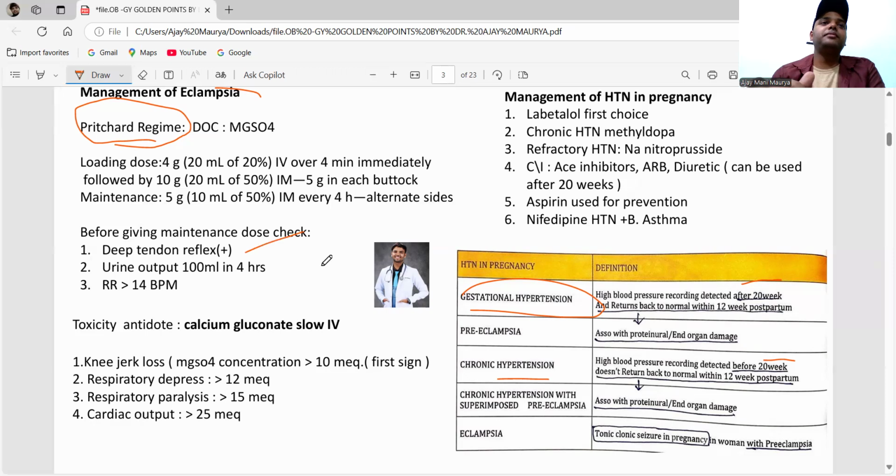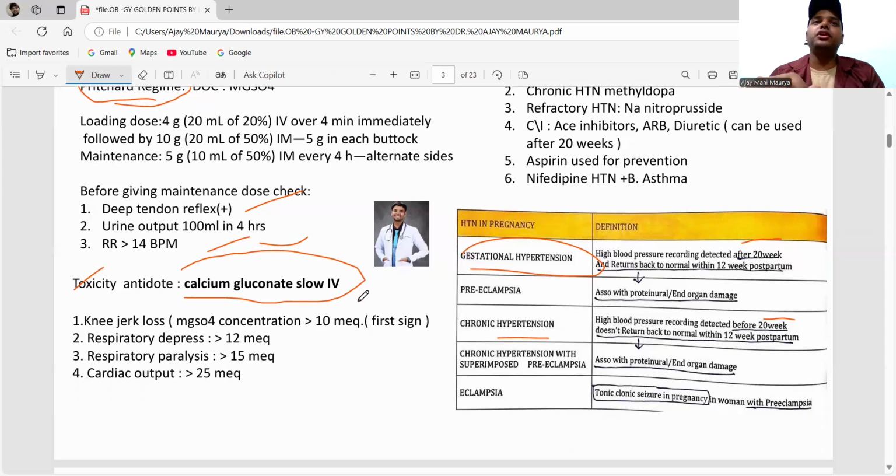Positive deep tendon reflexes, the urine output must be 100 ml in 4 hours. And the respiratory rate must always be more than 14 beats per minute. Okay? What is the antidote? It is calcium gluconate, slow IV. For MgSO4 toxicity, give IV calcium gluconate, slow IV.